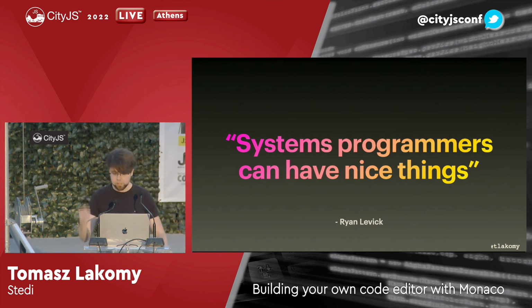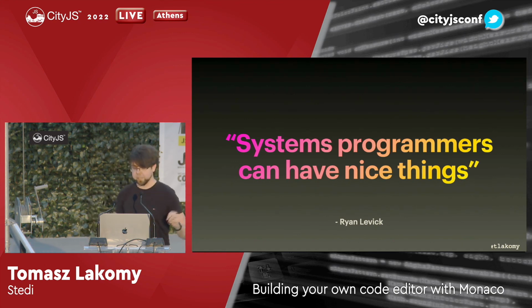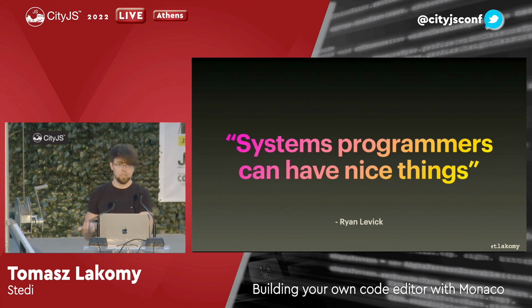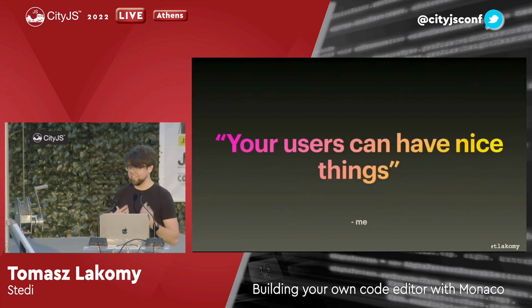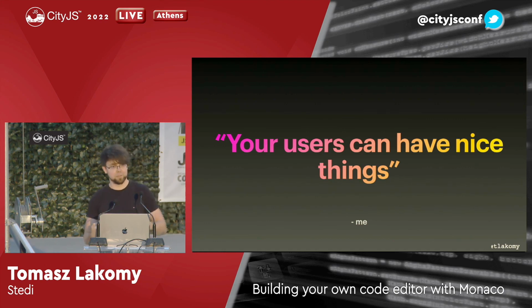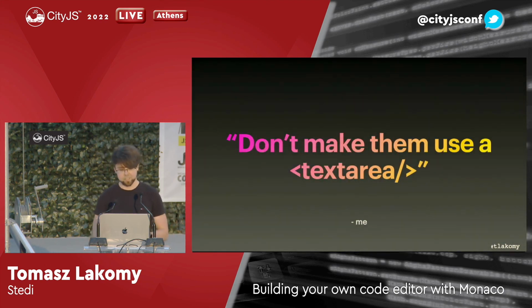In the Rust programming community, there's this very popular saying that Rust is awesome, and I agree, because systems programmers can finally, freaking finally, have nice things. They don't have to do manual memory management in C. They can use Rust, which is nice, right? And I have this idea that your users can also have nice things. We've spent 50 years building all of those amazing tools for us. Maybe we can give some of those to them. Otherwise, don't make them use a textarea. Thank you.